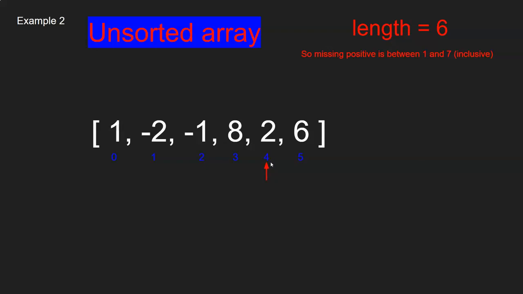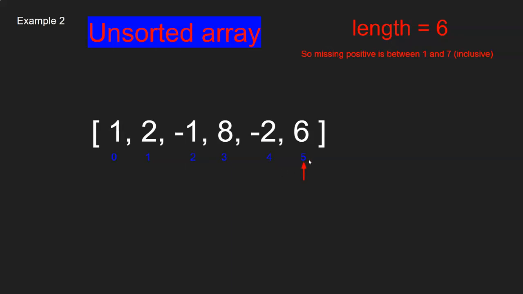Here at index 4, we have element 2. The element 2 must sit at index 1. So we need to swap the element at index 1 with the element 2. Let's swap it. Now move to the next index.